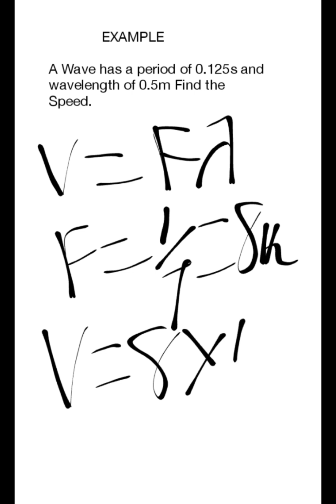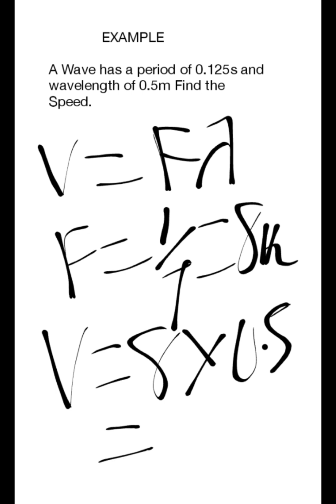So when you have been given the frequency or period and the wavelength, the formula you use to find the speed is frequency times wavelength.